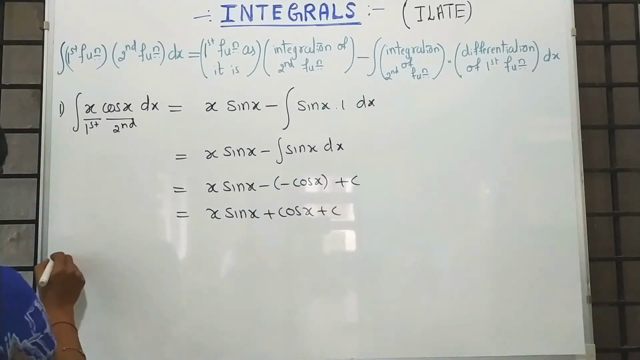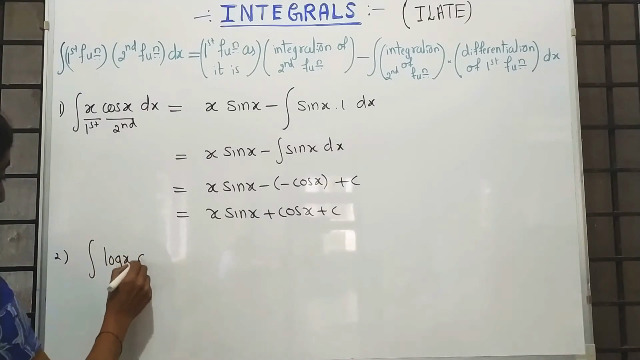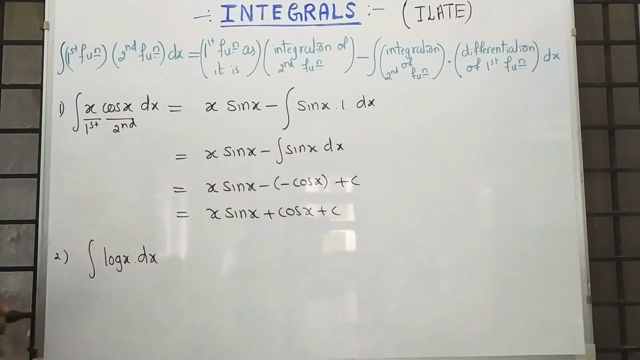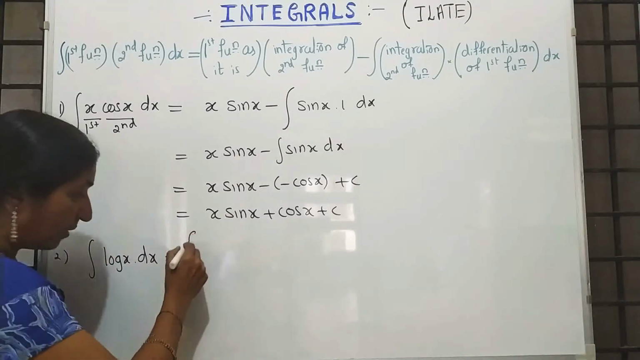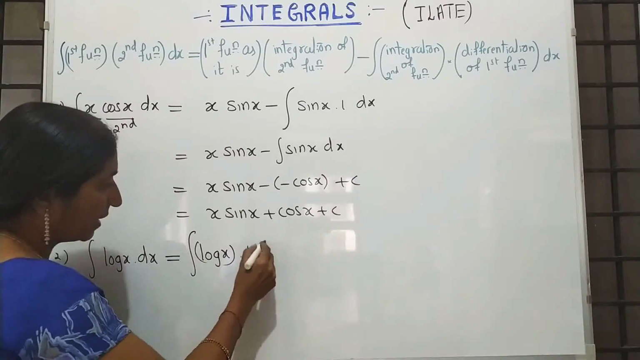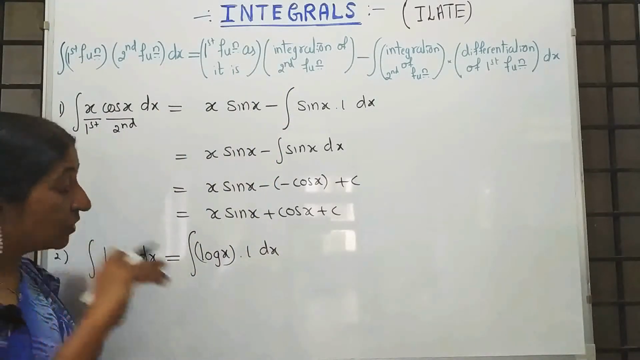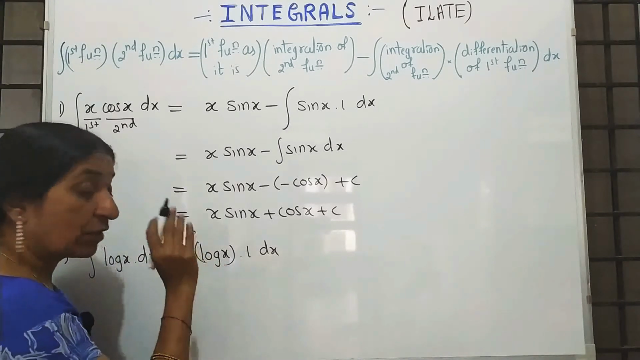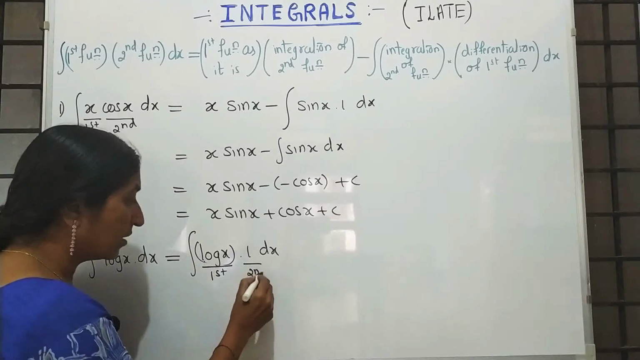Moving to the next question, that is log x. Now here the question arises: which one is the first function and which one is the second, because we have only one term. Here we don't know the integration of log x. I am doing one adjustment: log x into 1. Can we write like this? Now the rule is applicable. We have to think which term gives us the integration. Log x will not give the integration. That's why log x is the first function and 1 is the second function.